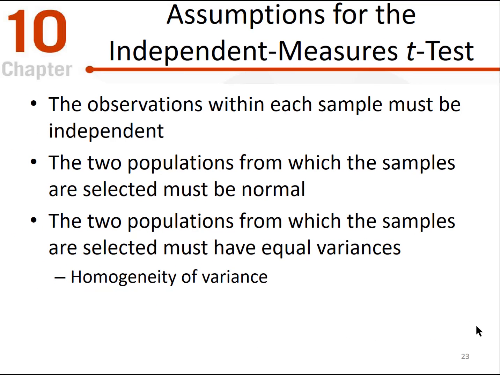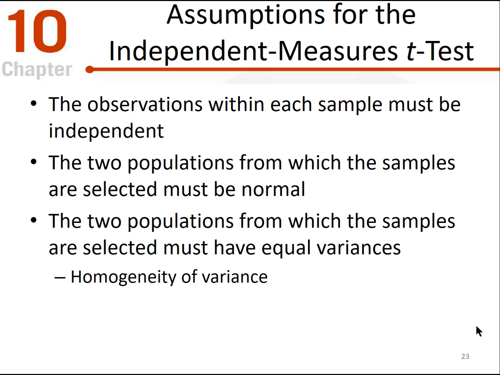There are certain assumptions we make for the independent measures t-test. First off, the observations within each sample must be independent of each other. The two populations from which the samples are selected must be normal, and also the two populations from which the samples are selected must have equal variances. So that means homogeneity of variance.